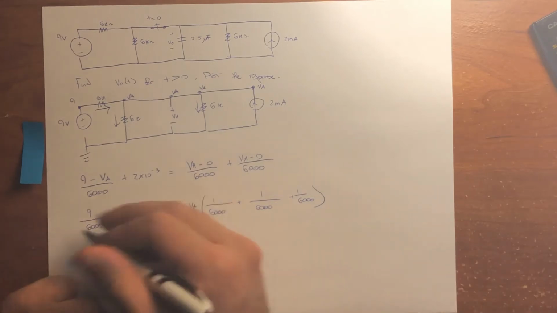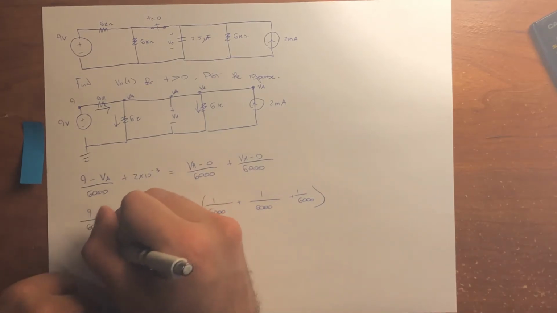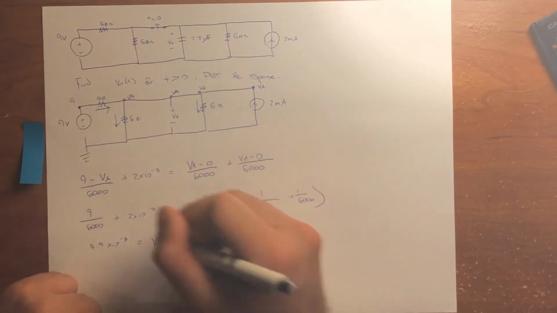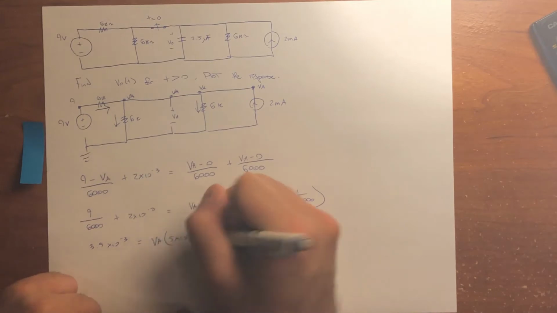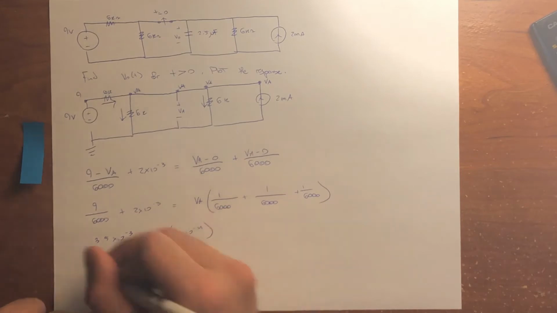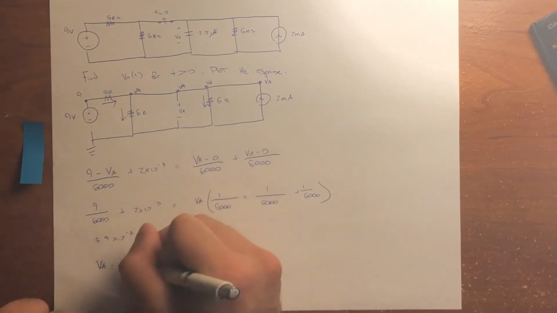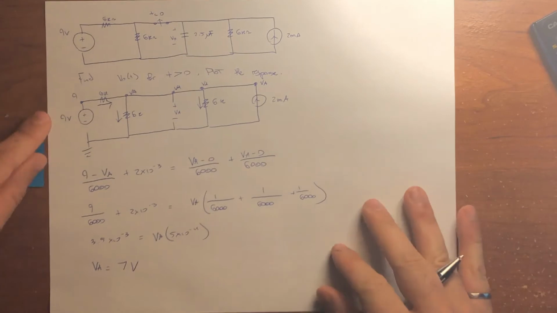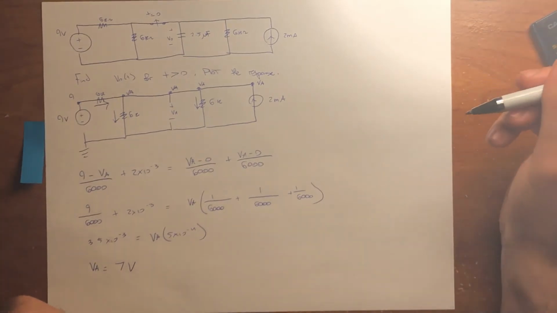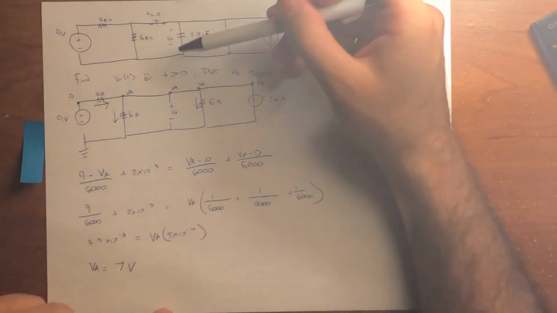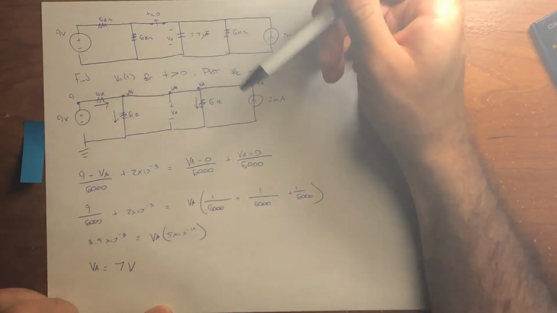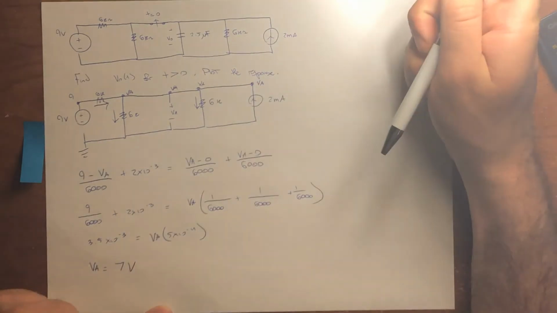This side equates to 3.5 times 10 to the negative 3, equal to VA times 5 times 10 to the negative 4. If we divide by 5 times 10 to the negative 4, we end up with VA equals 7 volts. So before the switch opens up, the open circuit voltage across the capacitor, since it's in steady state, is equal to 7 volts.